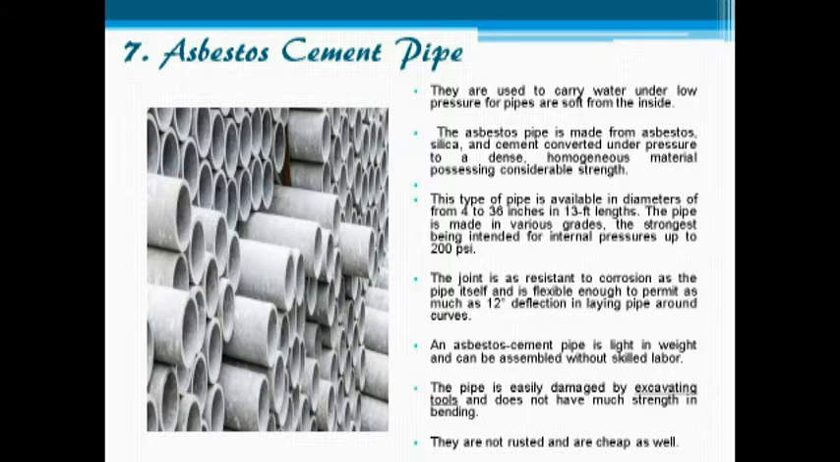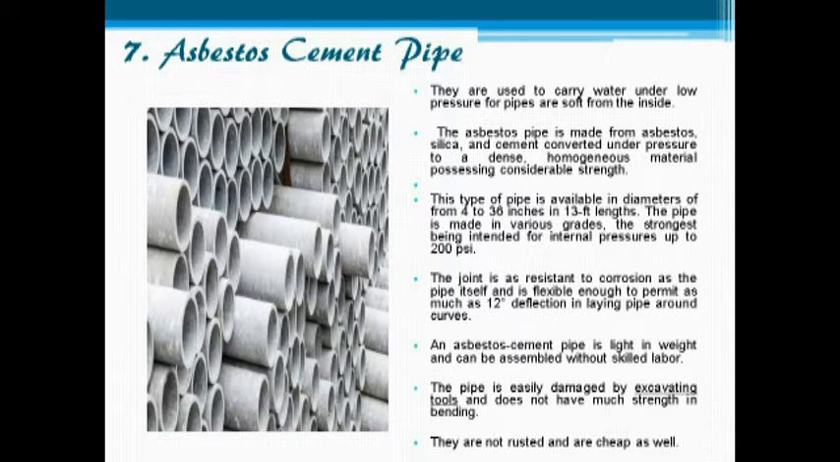Number 7. Asbestos cement pipe. They are used to carry water under low pressure, for the pipes are soft from the inside. The asbestos pipe is made from asbestos, silica and cement converted under pressure to a dense, homogeneous material possessing considerable strength. The asbestos fiber is thoroughly mixed with the cement and serves as reinforcement.